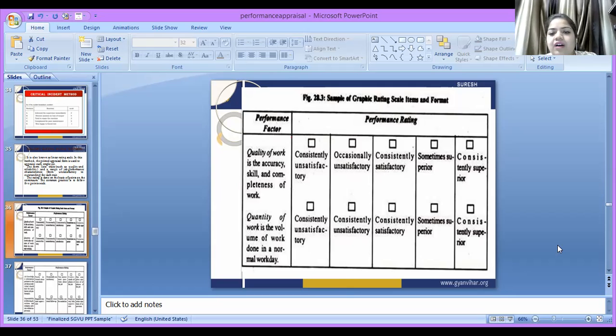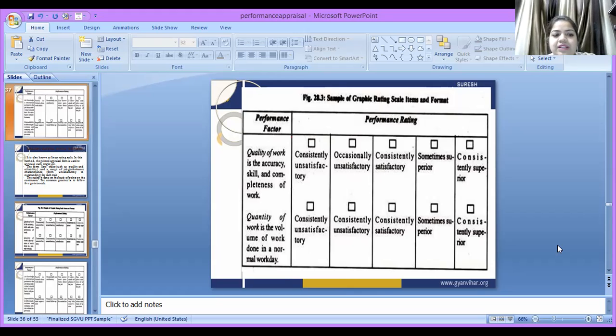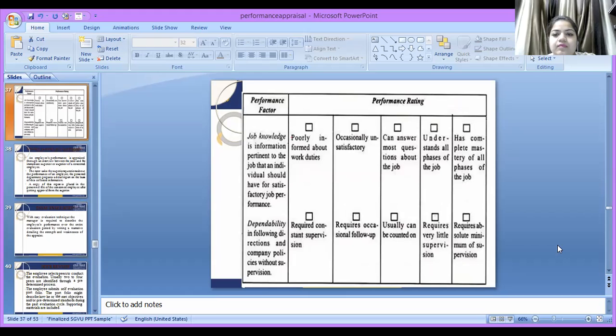Out of the five, one has to be ticked by the peers. So this is like job knowledge, information pertinent to the job, and dependability in the following. So these are the five grading systems. They have to tick one out of the five.